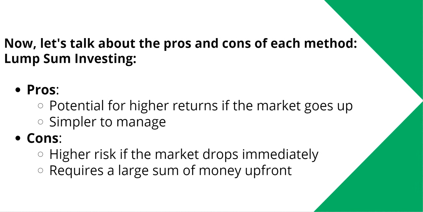Okay, so first of all, for lump sum, the potential for higher returns if the market goes up is one of the pros. What I mean by that is if you put 20,000 pounds in right now and the market goes up straight away and keeps going up, then of course you're going to make some good money, right? And then it's simpler to manage. You're not worried about timing the market. You just buy in one go.